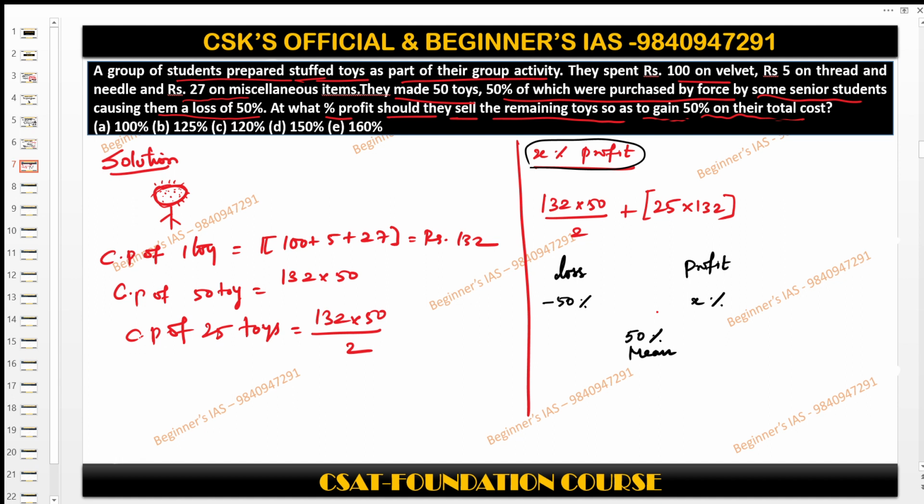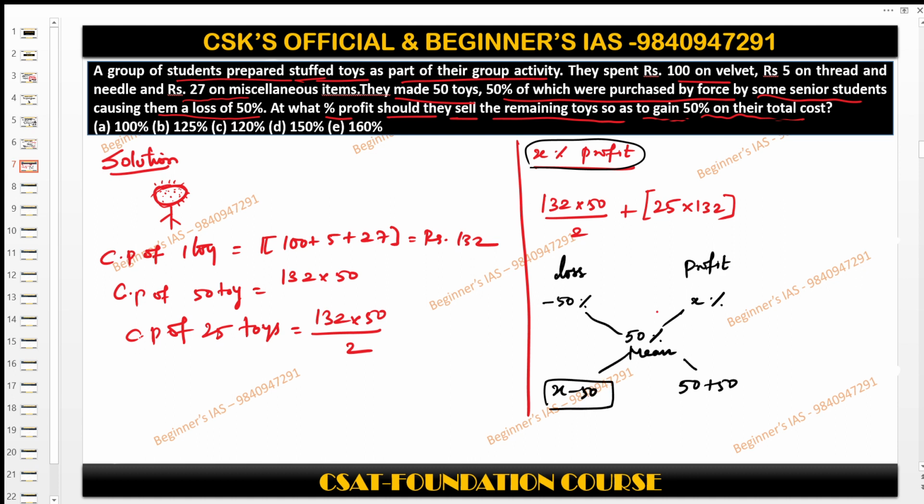Now after calculating this, how could you calculate this one? 50 minus this one will become 50 plus 50. Have people understood this? Yes, sir. The basic concept only we are using here. Then you can use this one, which is nothing but x minus 50.